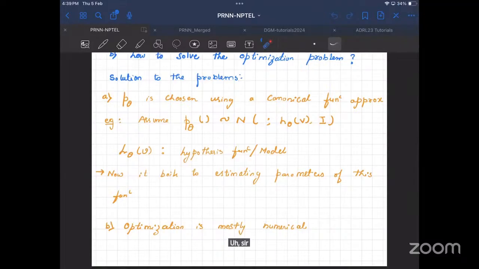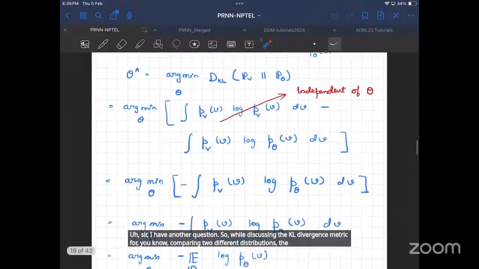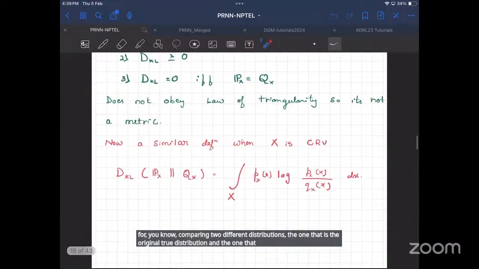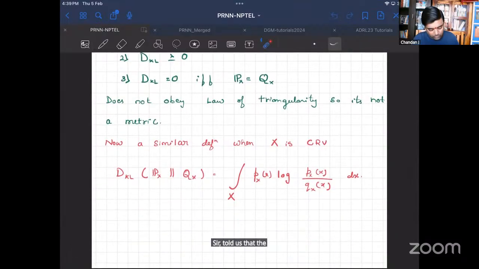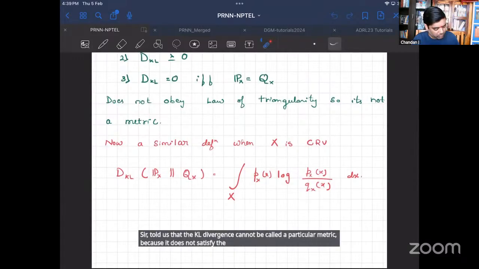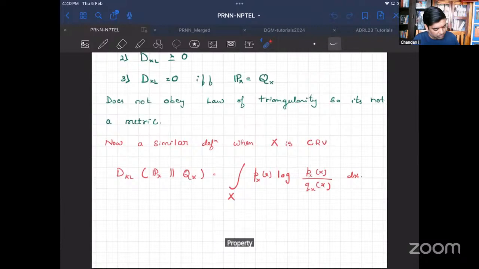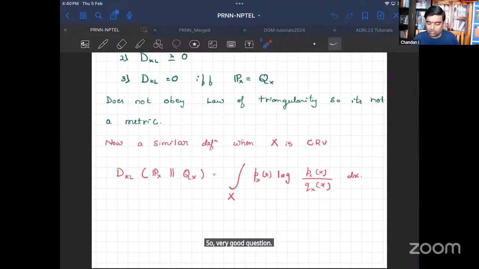Sir, I have another question. While discussing the KL divergence metric for comparing two different distributions, the original true distribution and the one that we have assumed on the basis of the data, sir told us that the KL divergence cannot be called a metric because it does not satisfy the triangle inequality property. Then, sir, why are we going forward with KL divergence? Why should we not go forward with something which actually satisfies the distance metric properties, like Jensen-Shannon divergence or any other one?